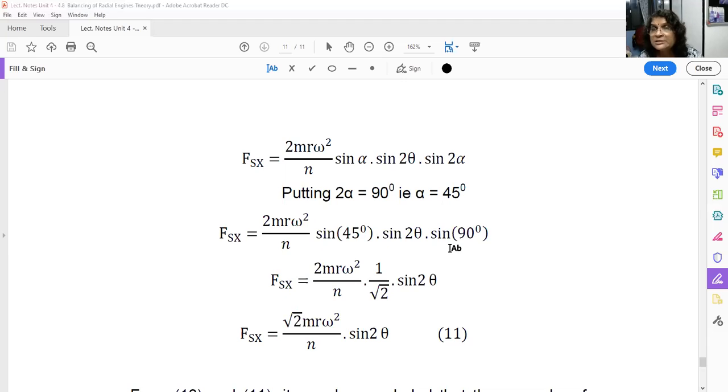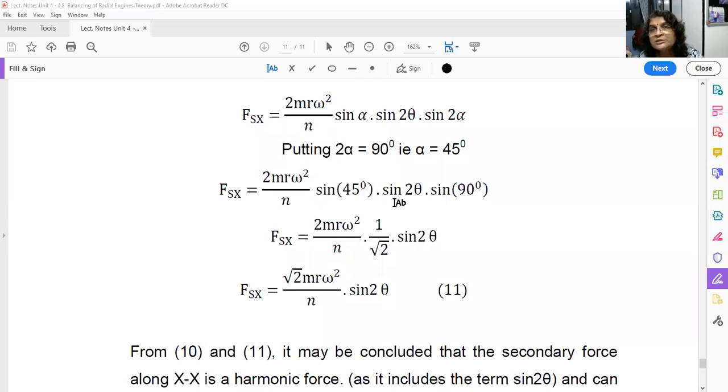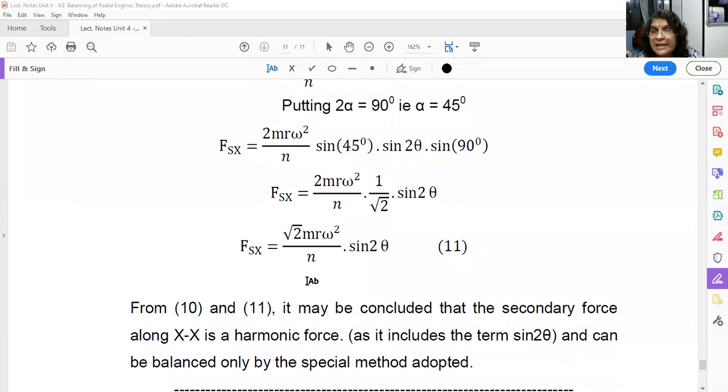So what is sin 90 degree? Sin 0 is 0, so sin 90 degree is 1. So what is remaining? And what is sin 45? It is 1 upon root 2. And sin 2 theta as it is. So 2 upon root 2 will be root 2 mr omega square upon n as it is into sin 2 theta. So this is the secondary unbalanced force which is acting along the x axis.